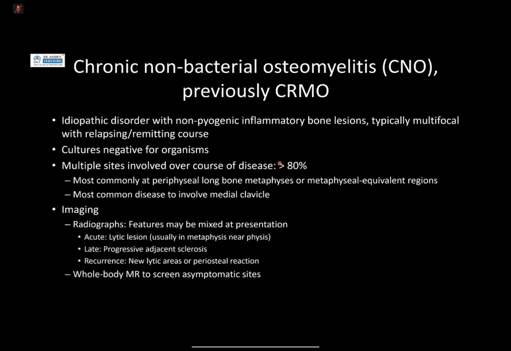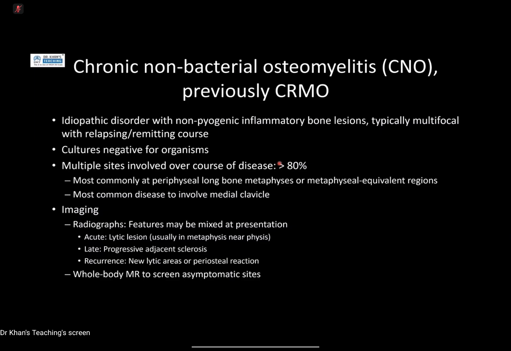So just a little bit of what it is. It has a relapsing remitting course. Of course, it's non-pyogenic, well, they say non-pyogenic because there's no bacterial growth. Typically multifocal, but patients can still have systemic features like fever, so it's like a systemic JIA picture.